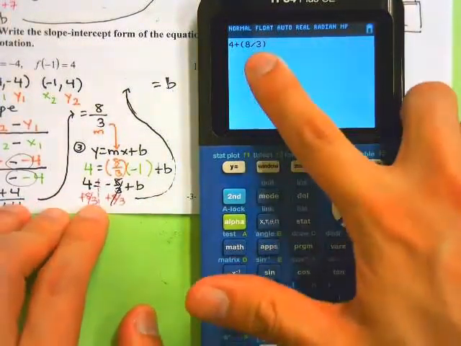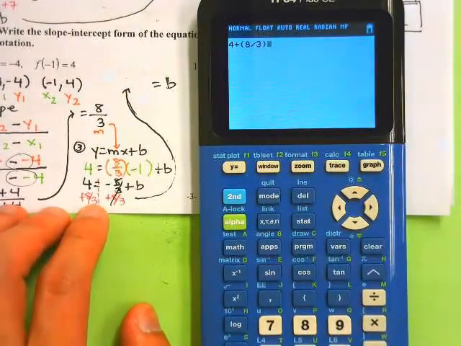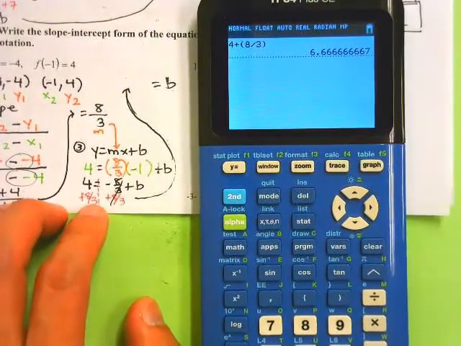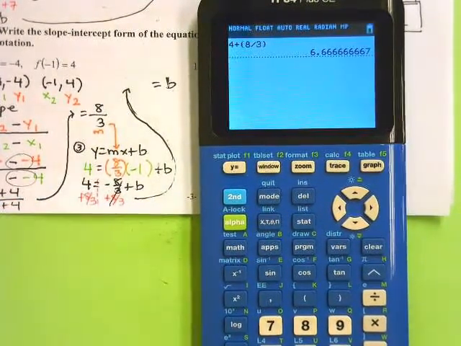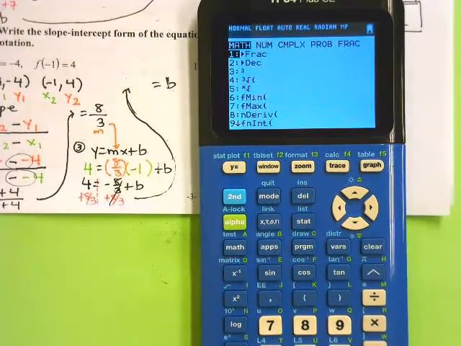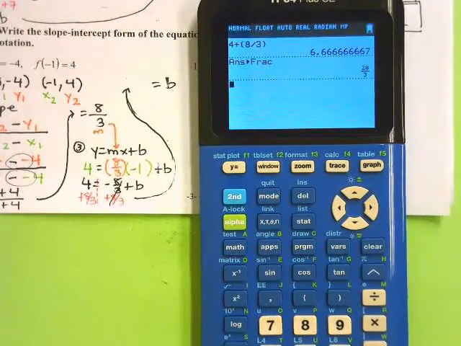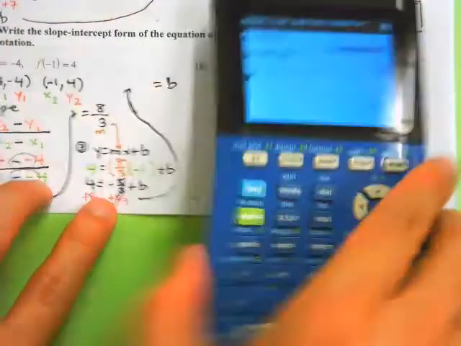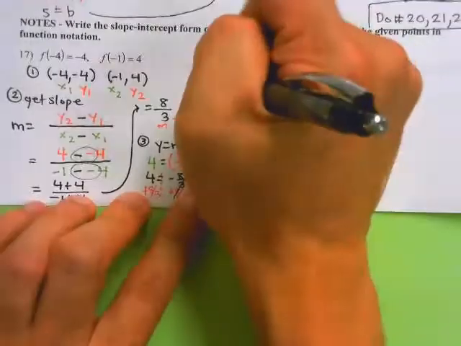Okay, so 4 plus parentheses, 8 divided by 3. Anyway, when I hit enter, do you remember what to press to make it back into a fraction? Math? Enter twice. Yes, so your b value, if you want to match it up with the answer key, is going to be 20 over 3. So this is 20 over 3.